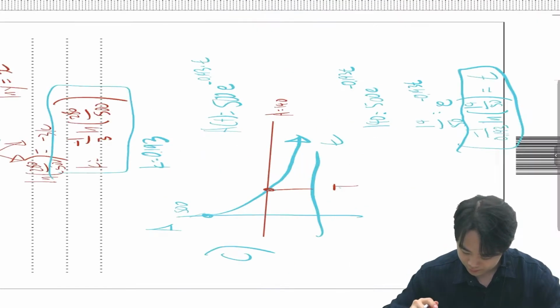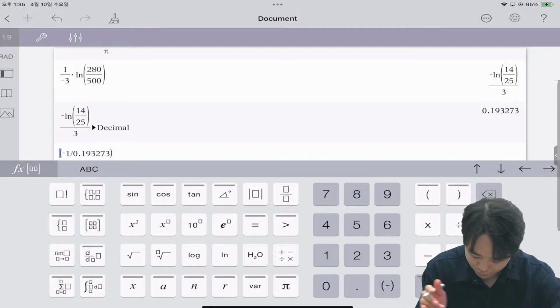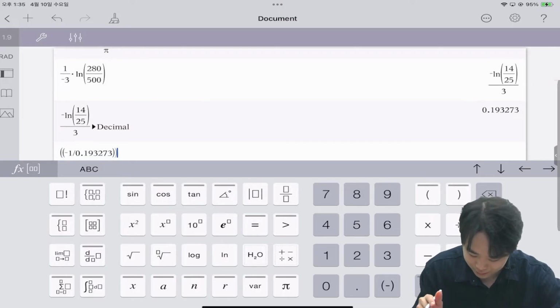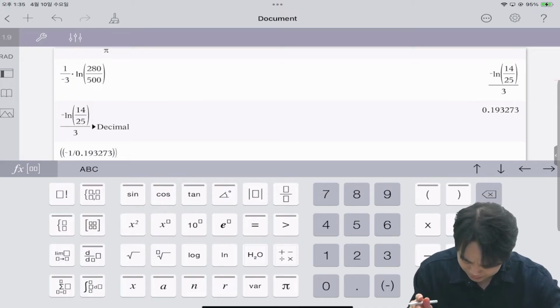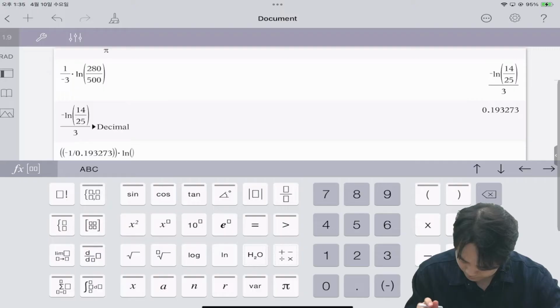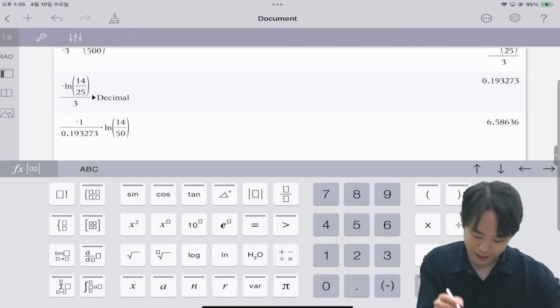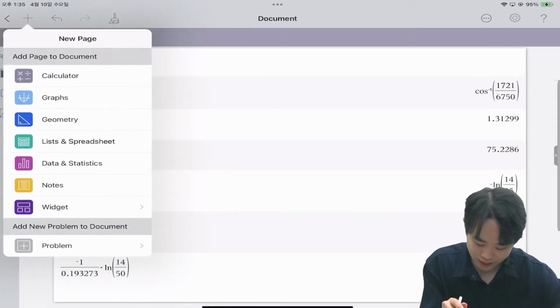So one would involve doing -1 divided by 0.193, and I want to use more precise numbers because rounding midway may lead us to lose information. Right? So if you do that, times ln of 14 divided by 50, that should give us 6.59 hours, right? And we're going to get the same answer when we use a graphing method.